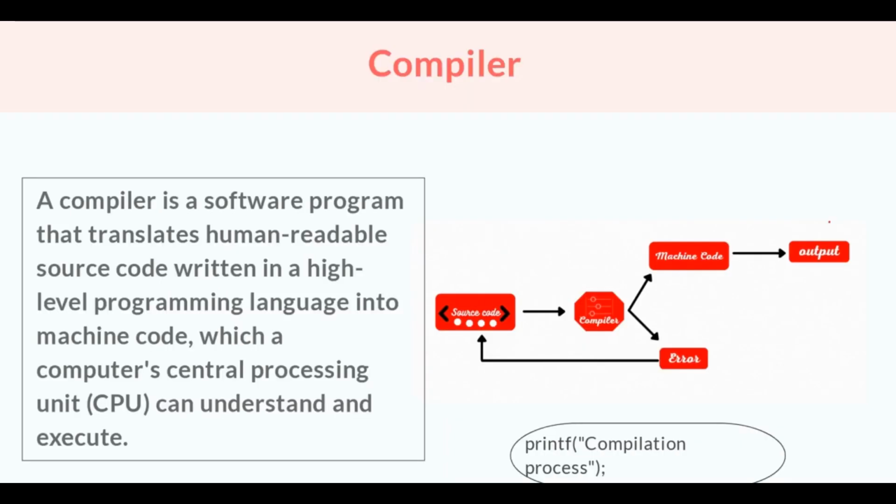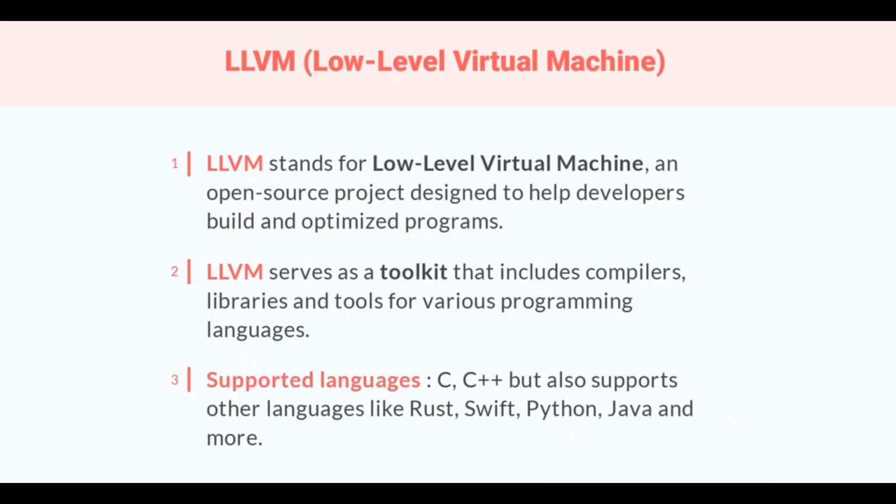So we already know about the compiler. Okay, so what is a compiler? A compiler is nothing but a software program that converts our source code into machine code, right? And definitely you guys know about it, right? So now let's move to the main topic.